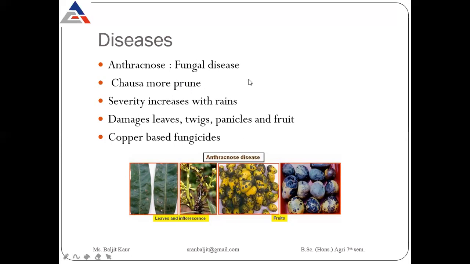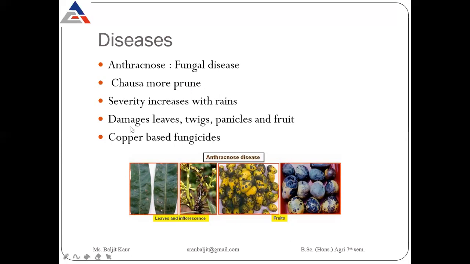Next, there are a few diseases, and among them, anthracnose is the most important disease of mango. It is a fungal disease, and the Chausa variety of mango is more prone to anthracnose. The severity of anthracnose increases with the rains.